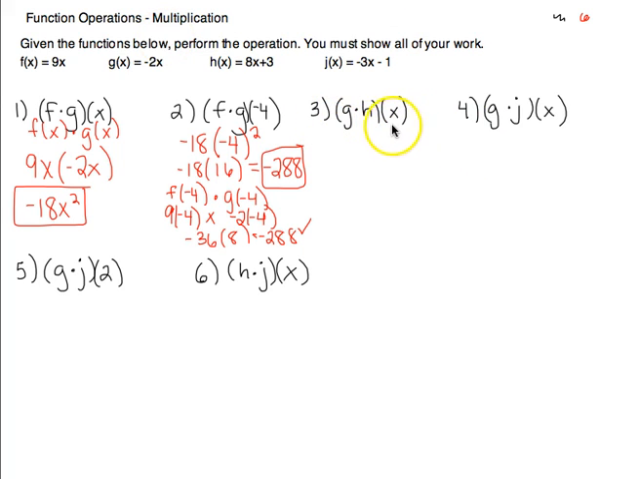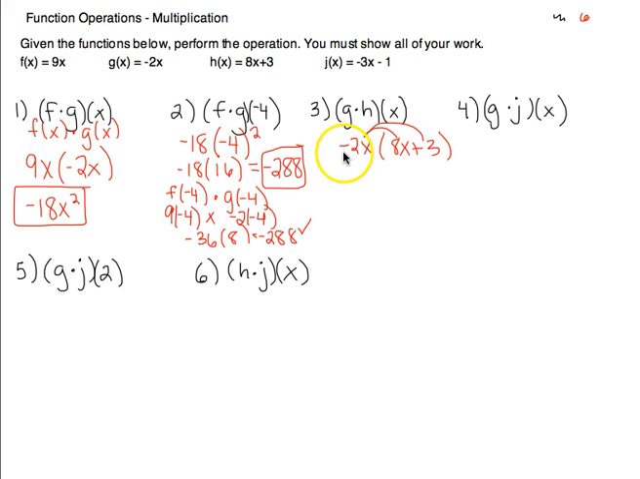All right, number 3 asks us to find g times h of x. So that's going to be g of x, which is negative 2x, times h of x, which is 8x plus 3. So on this one, we have to do a little bit different work because 8x plus 3, our h of x function, is a binomial, where f of x and g of x were both monomials. So the binomial here means we're going to have to distribute.